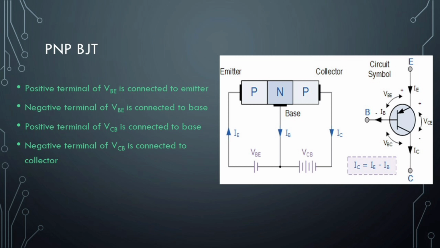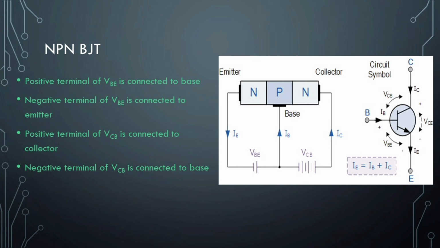Reverse bias is used to connect the collector-base region. The collector collects or attracts the holes that gather around the depletion region when they are exposed to negative polarity. The collector current develops as a result of this. The collector current IC allows the entire emitter current to pass through. Positive terminal of VBE is connected to emitter. Negative terminal of VBE is connected to base. Positive terminal of VCB is connected to base and negative terminal of VCB is connected to collector.